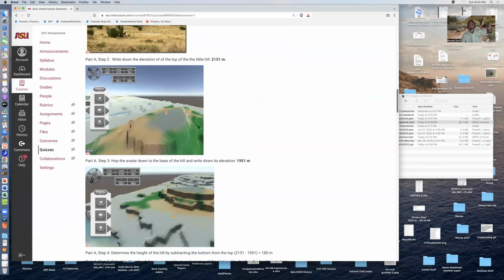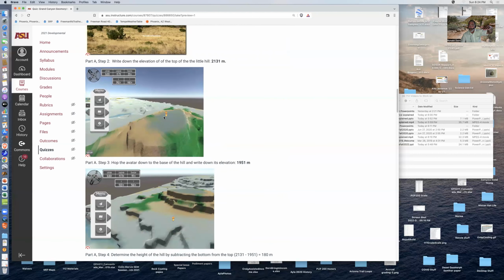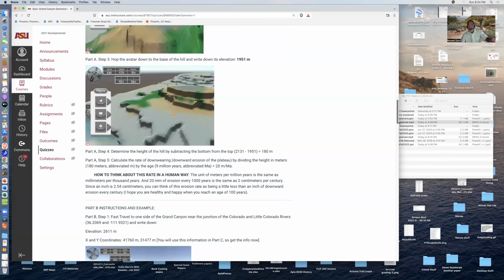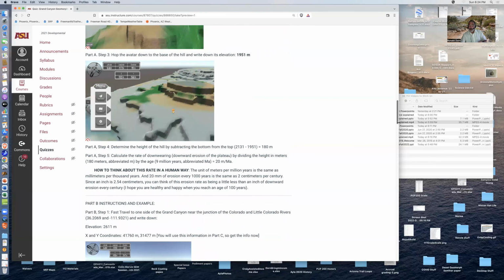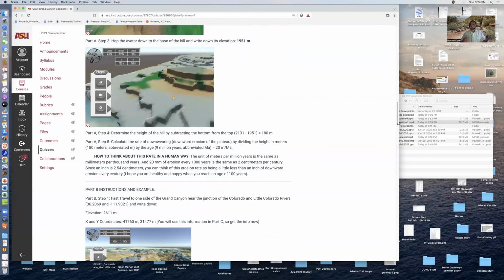So what you do is you go to the top of this lava flow, you write down the elevation, you go to the bottom of the lava flow, you write down the elevation. You have the difference in height. You know the age of the lava flow. So you simply take 180 meters divided by 9 million years. That's 20 meters per million years.